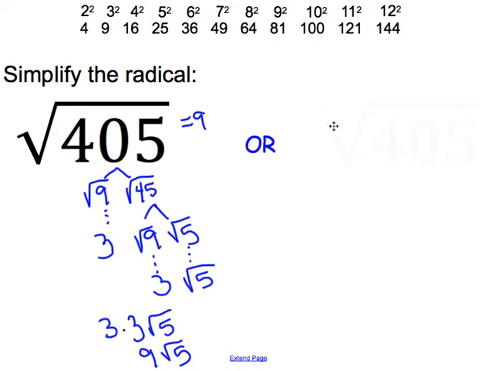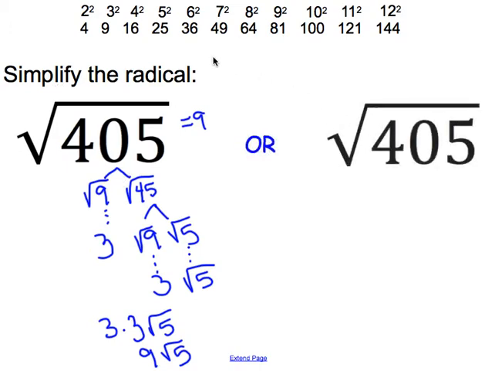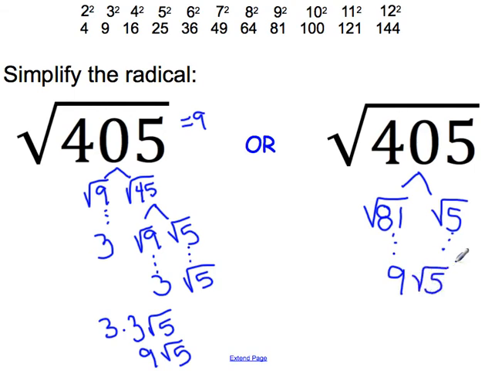So if we had chosen the biggest perfect square that went into 405 right away, we would have fewer steps. 405 is divisible by the square root of 81. 81 goes into it 5 times. Square root of 81 is 9. The square root of 5 cannot be simplified. And we have our final answer.